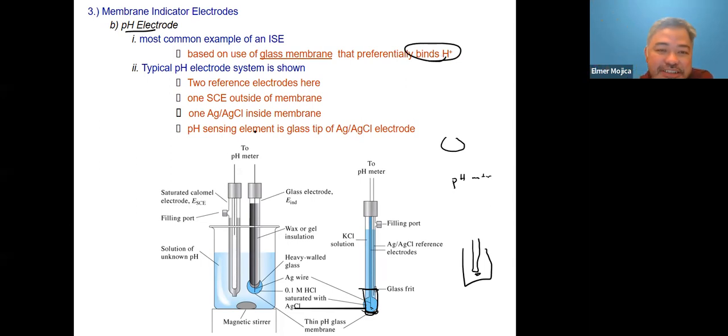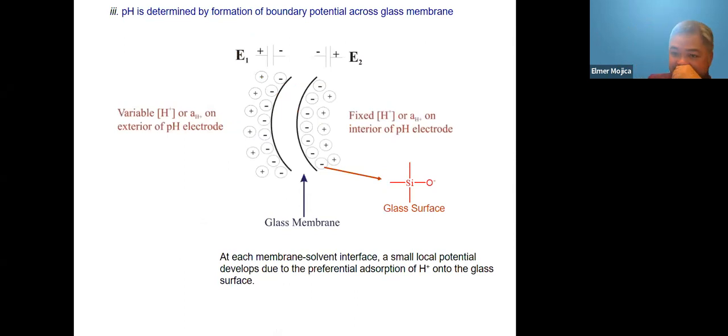Okay, so the typical pH electrode system is shown here. So pwedeng yung dalawahan o yung isahan. Whatever it is, you could see that one of them would always have the thin pH glass membrane. So in the two reference electrodes here, you have one saturated calomel electrode and one silver-silver chloride inside the membrane. And in what we call the pH sensing element that you have there is the glass tip of your silver chloride electrode. Because if you look at what is happening, paano ba na-measure yung pH?